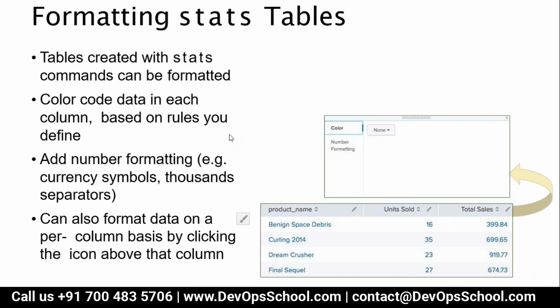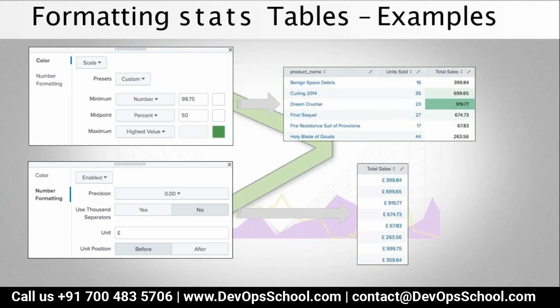So you can add numbers like currency symbols, those kinds of formatting, color formatting. You can also format data on a per column basis by clicking on the icon above that column. How can you do that? When you get the stats, on the left side you can enable that. I'll show you during the demo. You can go and select the colors and number formatting.